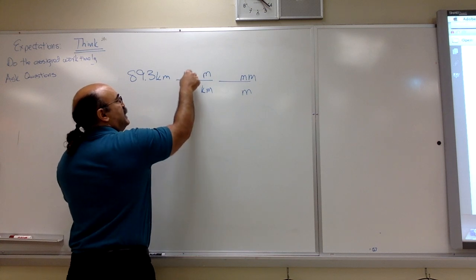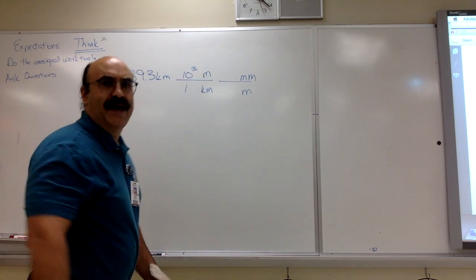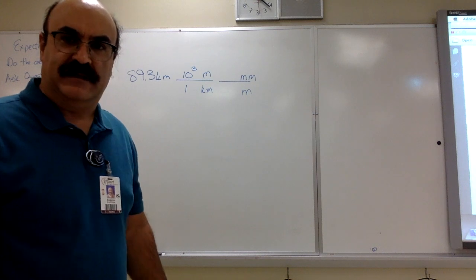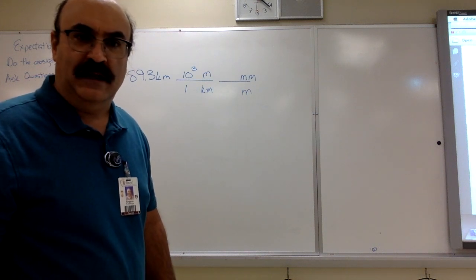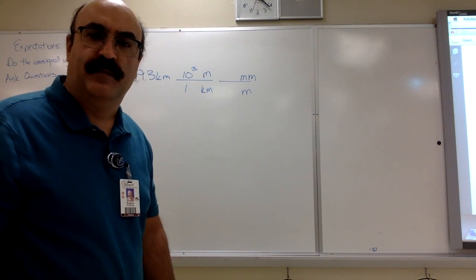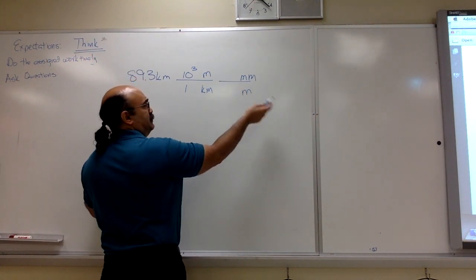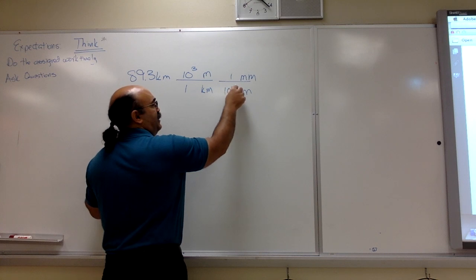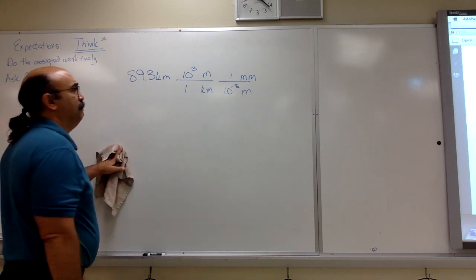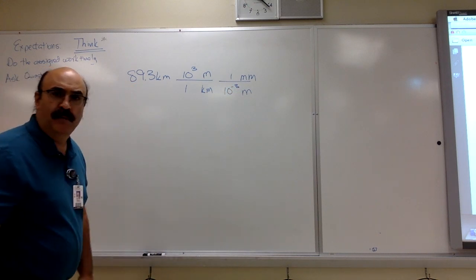1 kilometer, 10 to the 3rd meters. How do I know that? I'm supposed to know my prefixes. So have that little sheet, get it stuck in your brain. Then, millimeters, 1 millimeter, 10 to the minus 3 meters. My problem is now set up.